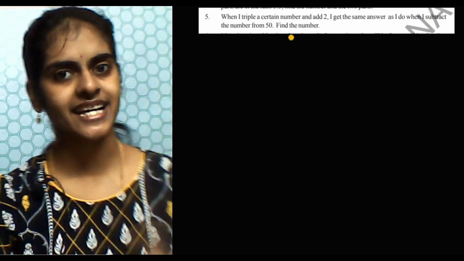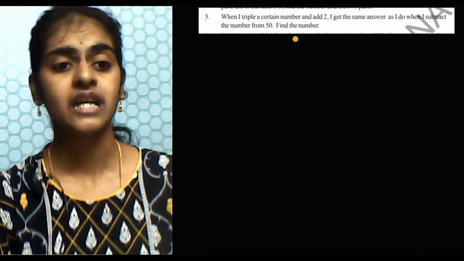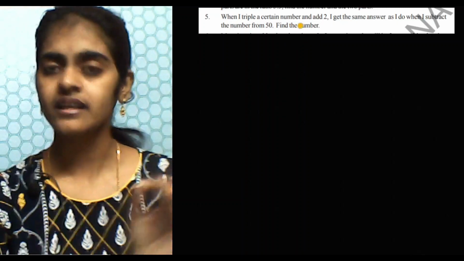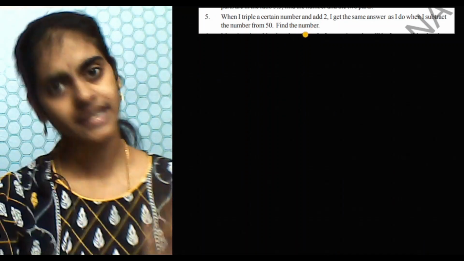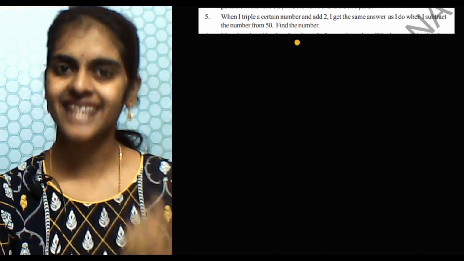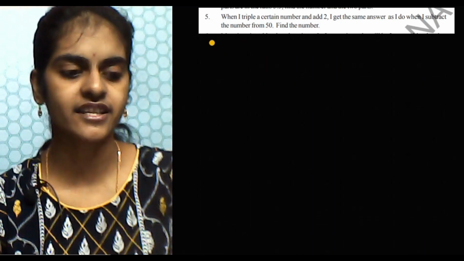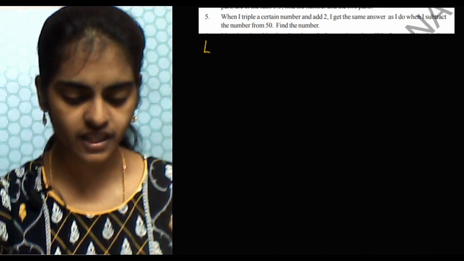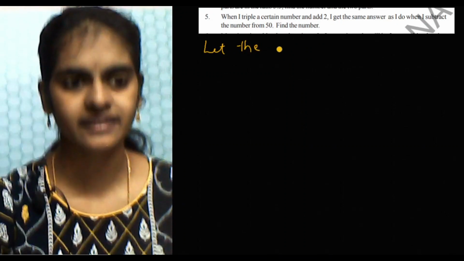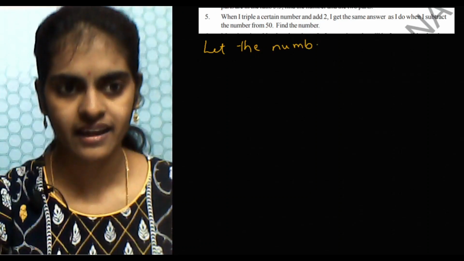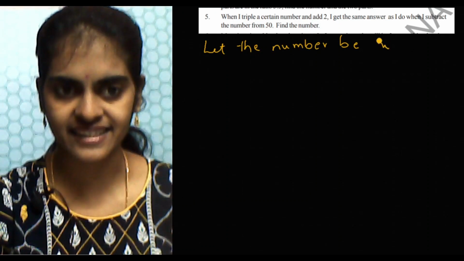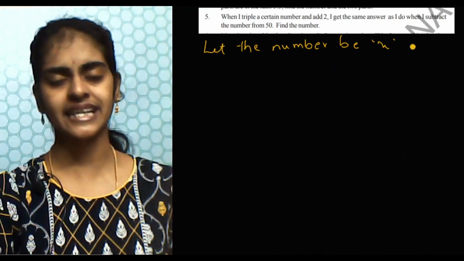Firstly, let us go in the reverse order as I explained in the previous video also. So we are going to consider the number. We don't know what the number is, so let us take the number as x. Let me start the solution. Let the number be x. You don't know what it is, so we are taking it as x.